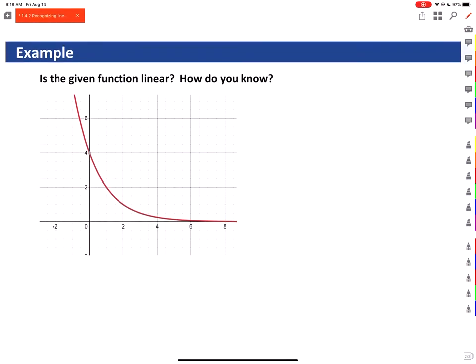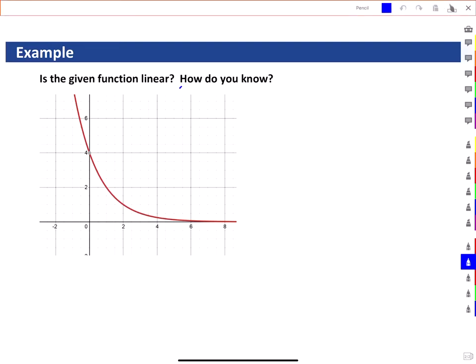All right, an example. Is the given function linear? How do you know? For the first part of this question, you can probably use your gut. Does it look like it's linear? I see some straight parts to it, but I also see some curviness to it. So my gut instinct would say no. But the more important part is, how do you know? So we have to go back to our definition that we just talked about.